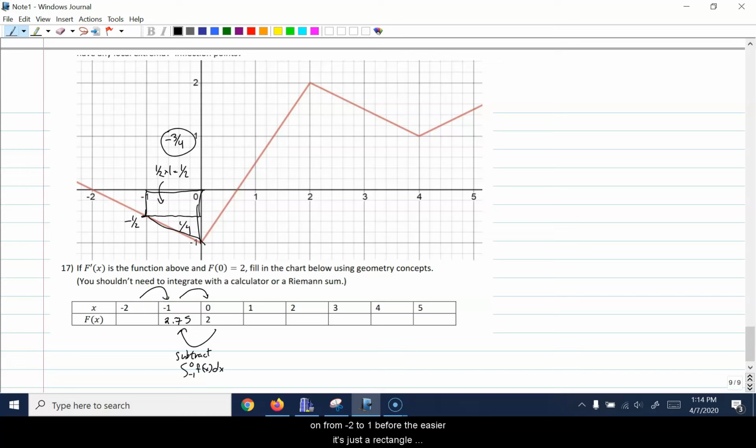What's going on from -2 to 1? This one's easier. It's just a rectangle whose area is 1/4. It's the same as this triangle. It's a triangle, not a rectangle.